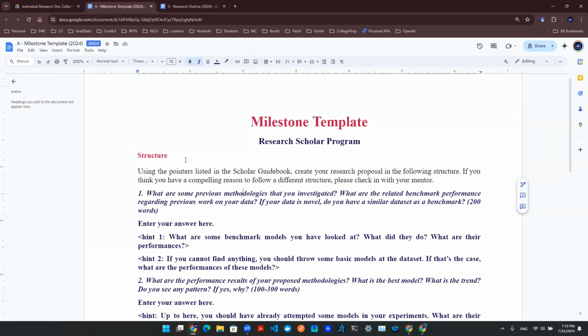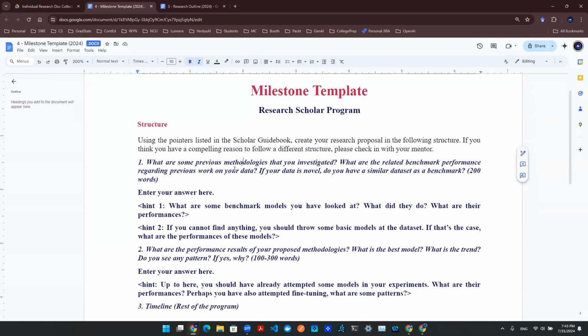There are the following questions that you will need to fill out. First question, what are some previous methodologies that you investigated? What are the related benchmark performances regarding the data? If your data is novel, then do you have a similar data set? There are a couple of hints I want to throw out here for you to address this question.